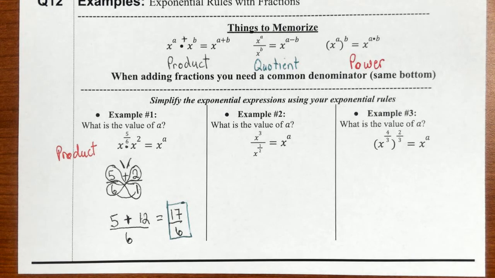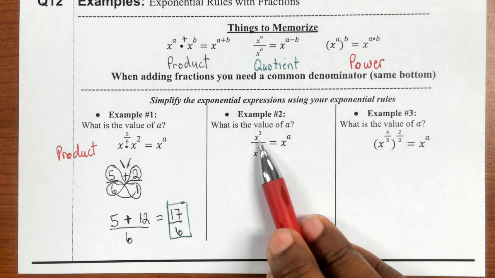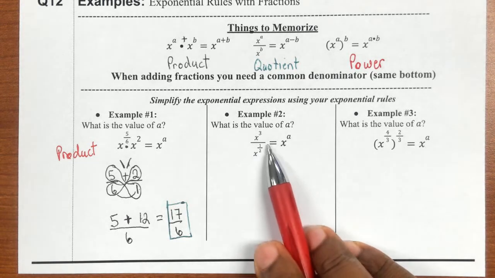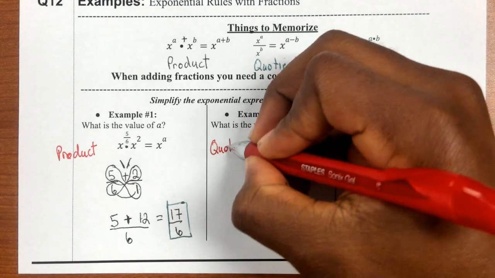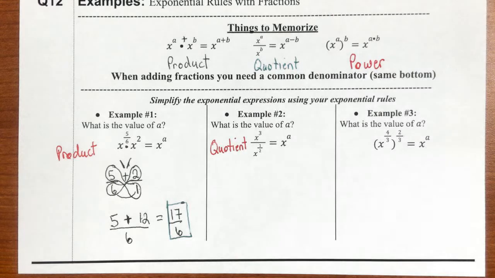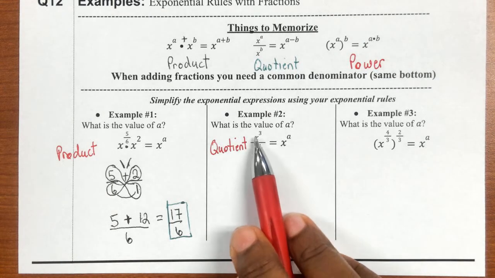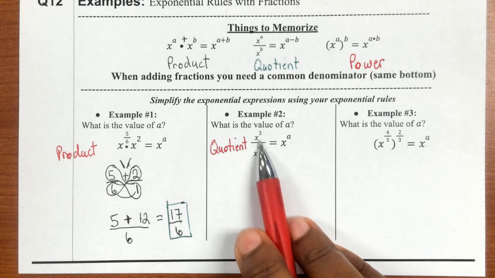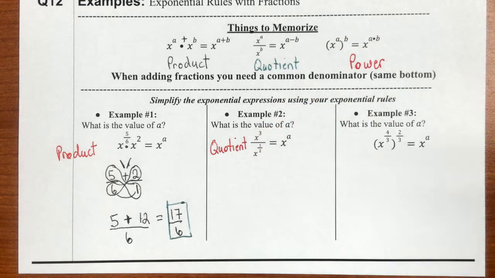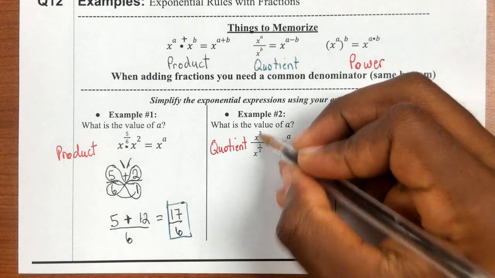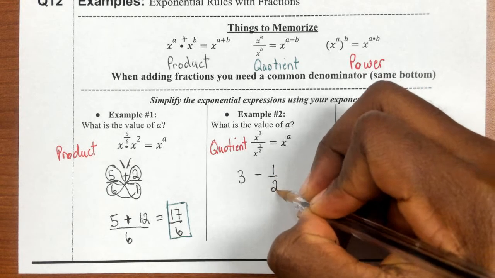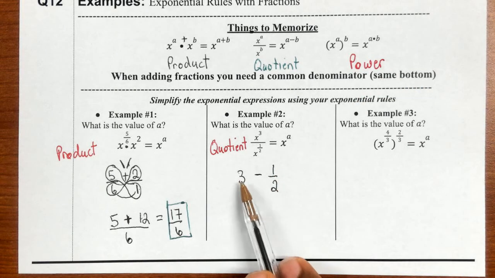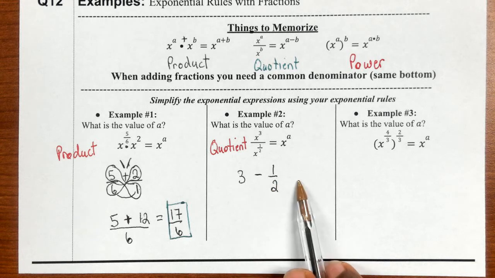So let's try the next one. Here I see a fraction. When I see a fraction, I can assume that I'm dividing. And what rule do I use when I'm dividing? I'm going to use quotient rule. Quotient rule states that when I'm dividing things that have the same base, I subtract the exponents. So I'm going to be doing 3 minus my denominator of 1/2. Most of you should know that 3 minus 1/2 is 2.5, which is 5 over 2.